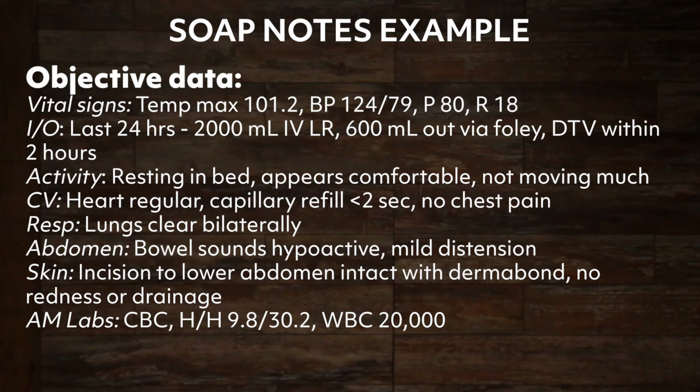Cardiovascular, heart regular, capillary refill less than 2 seconds, no chest pain. Respiratory, lungs clear bilaterally. Abdomen, bowel sounds hypoactive, mild distension. Skin, incision to lower abdomen intact with Dermabond, no redness or drainage. AM labs, CBC. H&H is 9.8 and 30.2. WBC 20,000.